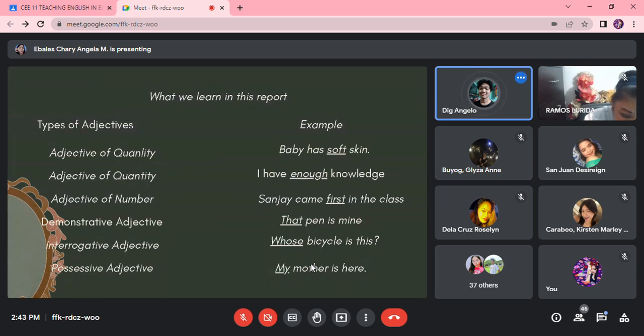Demonstrative adjective. That pen is mine. So here we are pointing out that the pen is mine. Interrogative adjective. Whose bicycle is this? So here we are asking a question by using whose. And possessive adjective. My mother is here. So here we are using the word my that shows ownership. So that's it. That is all, ma'am.